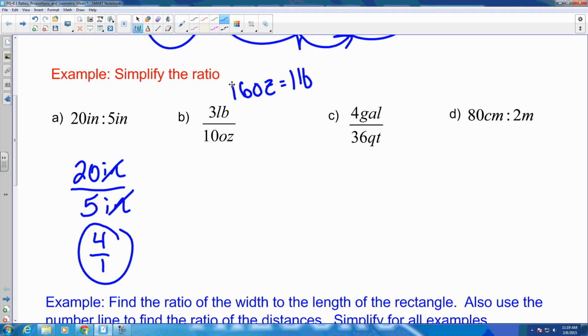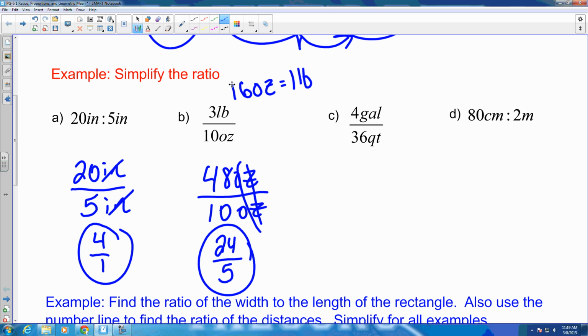So I'm going to convert the 3 pounds: if I multiply 16 times 3, 3 pounds is the same as 48 ounces. And then I got the 10 ounces on the bottom. Ounces cancel. If I take 48 divided by 10 and simplify that fraction, it becomes the ratio of 24 over 5.